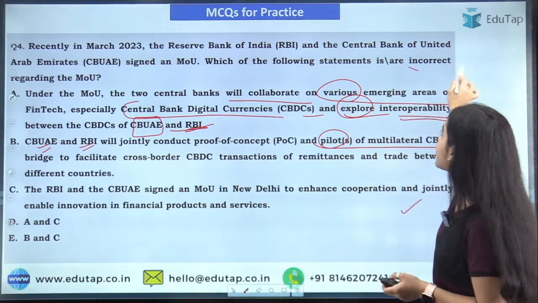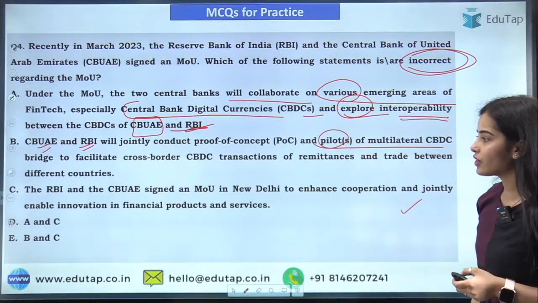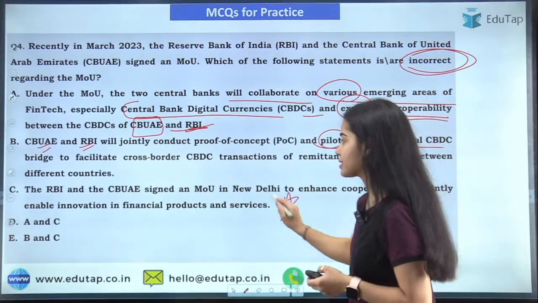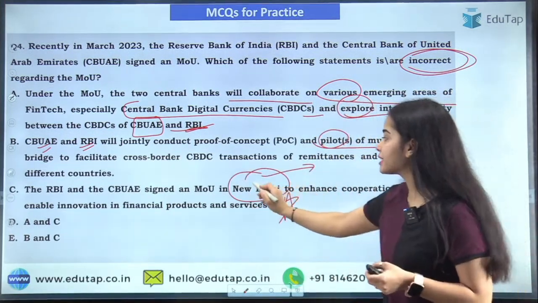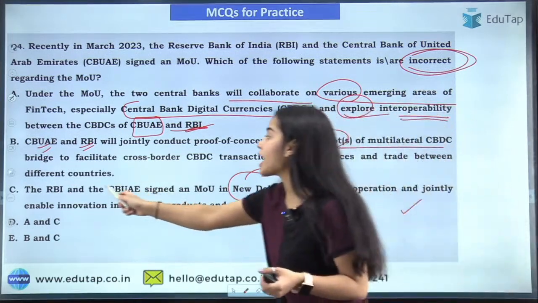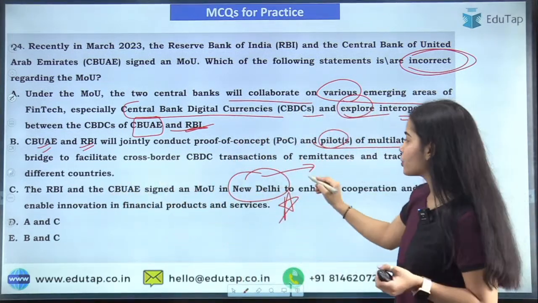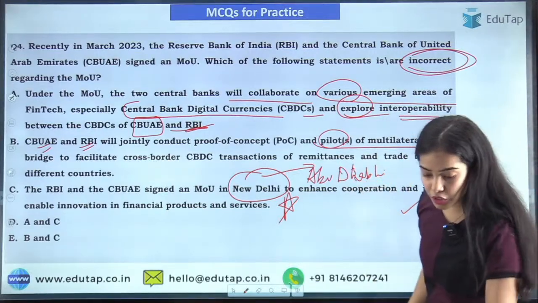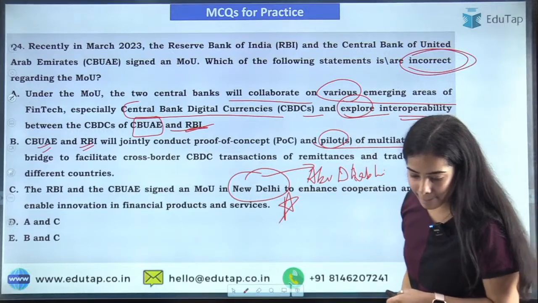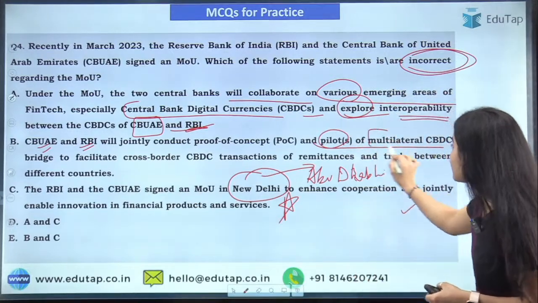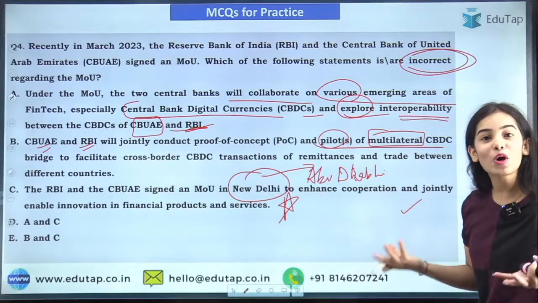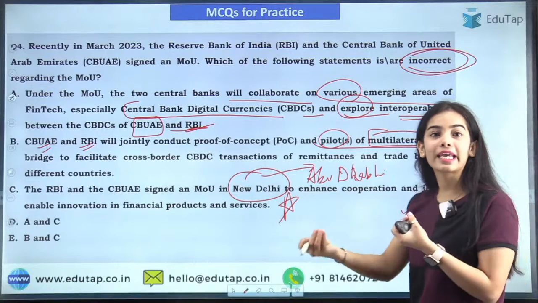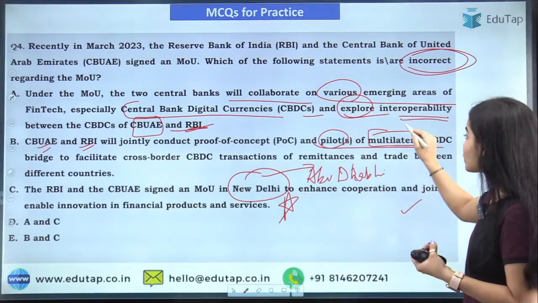Here you have to tell the incorrect statement. Which is the incorrect statement? C is incorrect. That is absolutely correct. Why? Because the RBI and CBUAE signed an MOU in Abu Dhabi. Did you see this? Multilateral. It should not be multilateral, right? It should be bilateral because two countries are engaged, two central banks are engaged. So this statement becomes wrong.